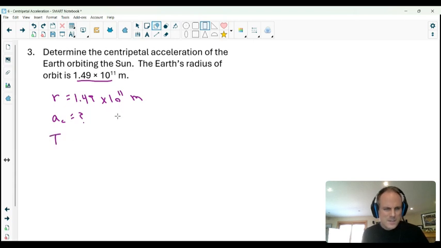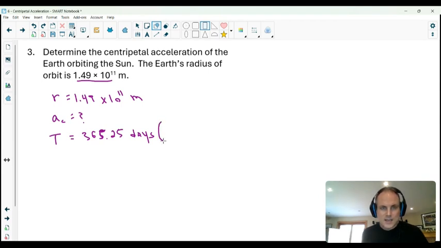Now, do we know the period? How long does it take for the Earth to go around the sun? We actually do, right? That's a pretty simple thing. It's 365 days. But because of the leap year, it's actually 365 and a quarter. 365.25. That's why every 4 years we have a leap year, because we have to account for the fact that it's actually 365 and a quarter days. Now, we're going to need to do some conversions to get this turned into seconds so that it can match up with our meters that we have above.